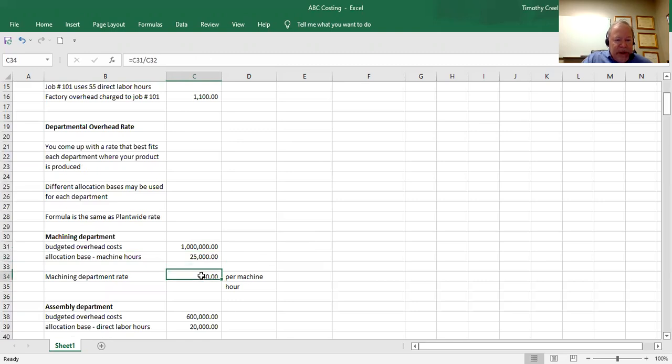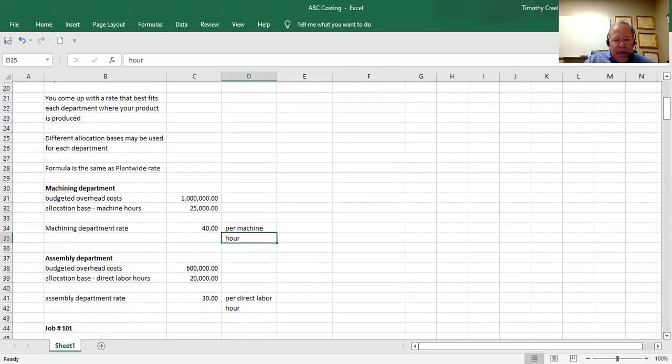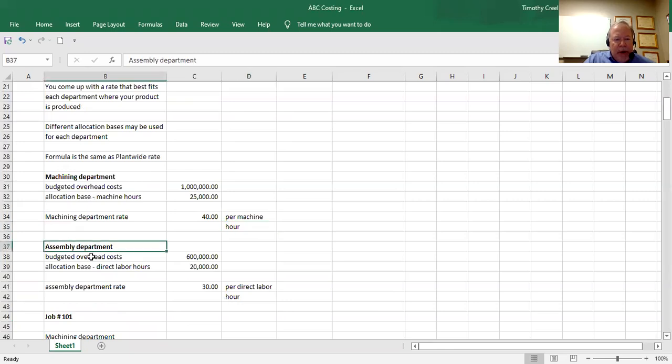And so our machining department rate would be $40 per machine hour. We would simply take the budgeted overhead cost, we would divide it by the allocation base, in this case, machine hours, and we would get $40 per machine hour for the product when it was going through the machining department. Then we would go to the assembly department, and the assembly department budgeted overhead cost would be 600,000.